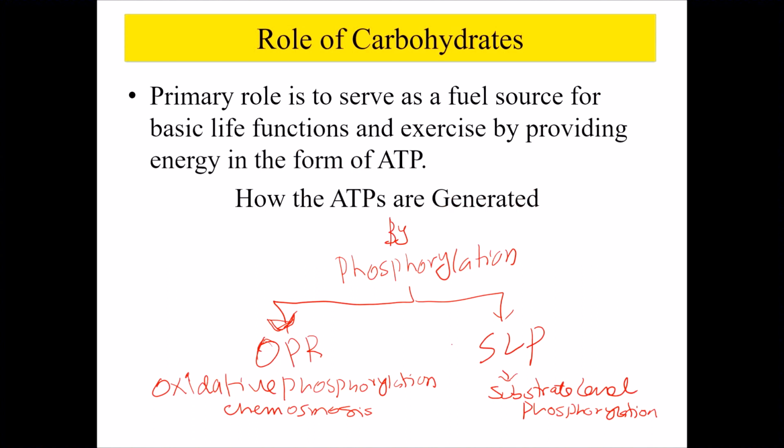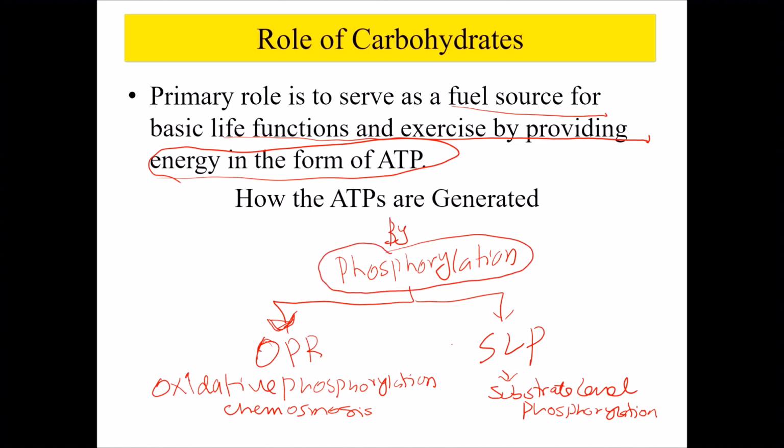What is the role of carbohydrate in our body? As we said earlier, the primary role of carbohydrate is as a fuel source for basic life function and exercise by providing energy in the form of ATP, adenosine triphosphate, the energy currency. How is ATP generated? ATP is generated by the process of phosphorylation. What are the types of phosphorylation? We have two types: oxidative phosphorylation and substrate level phosphorylation.